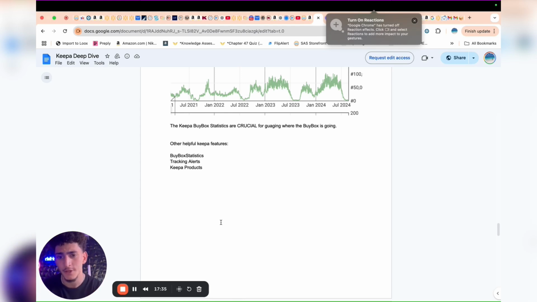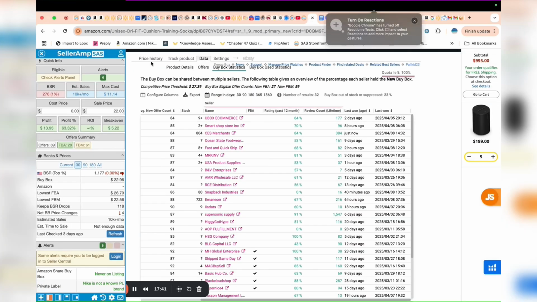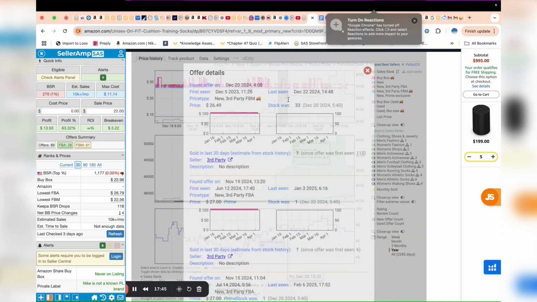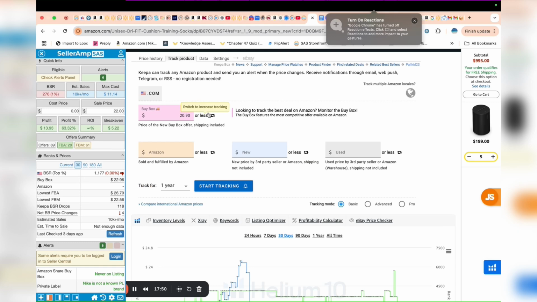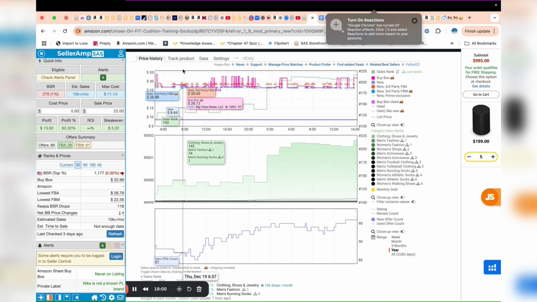Other helpful Keepa features, right? Buy box stats, tracking alerts. Tracking alerts are really helpful in giving you an alert when the price does increase. So let's say we go to price history and we want to know when the market goes back up, let's zoom in a little bit more, to $32, right? If I go to track product, I can track for 1 year, track for however long I want, start tracking. And now it's going to email me and notify me when the price is there.